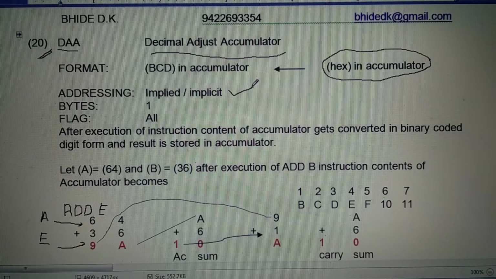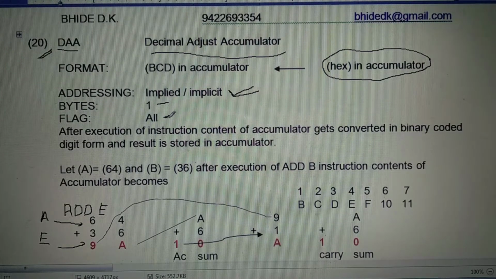No other register or memory, or byte 2, or byte 3 of the instruction is used. Only the accumulator is used, therefore the addressing mode is said to be implied or implicit. This is a 1 byte instruction and all flags are affected.